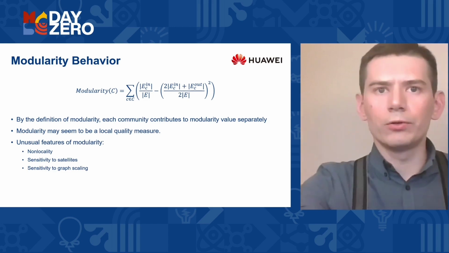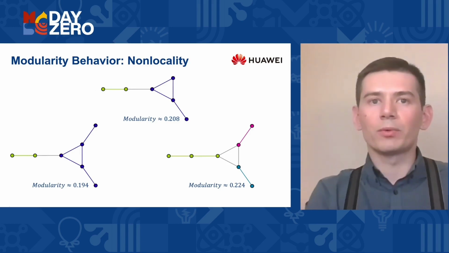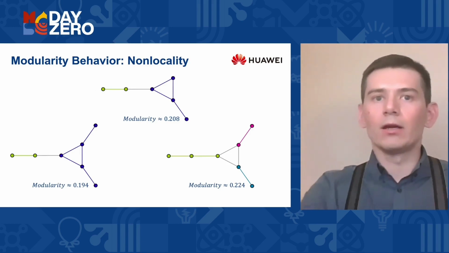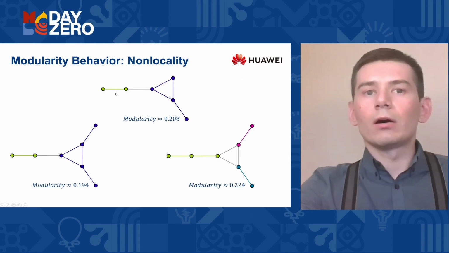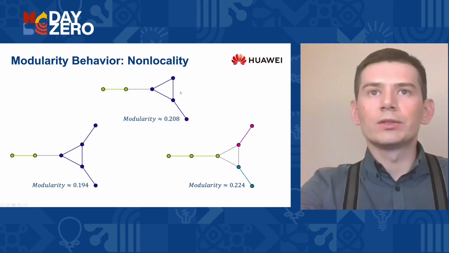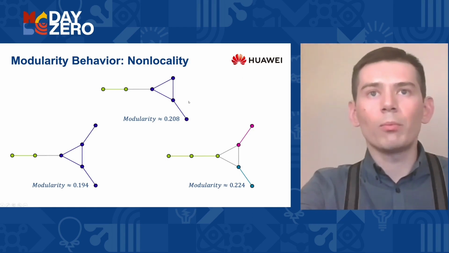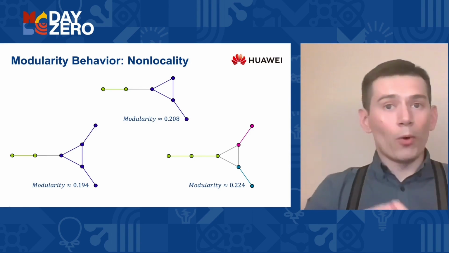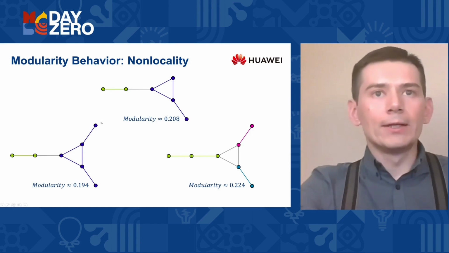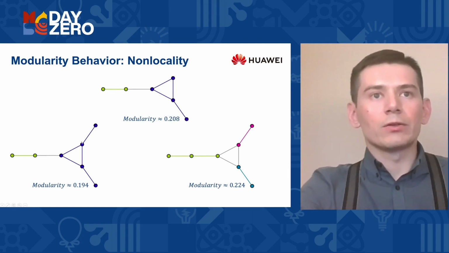This makes the modularity optimization problem more interesting, and we have several unusual features. For example, one unusual feature of modularity optimization is non-locality. Consider the graph at the top. It has two communities, one green and another blue, and it is the optimal partitioning of this graph. The modularity value is 0.208.